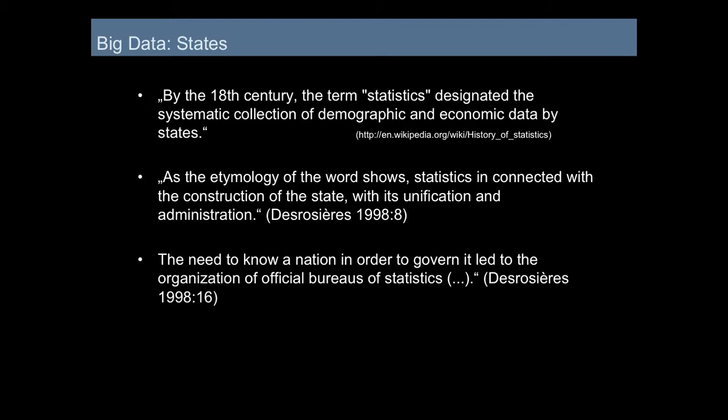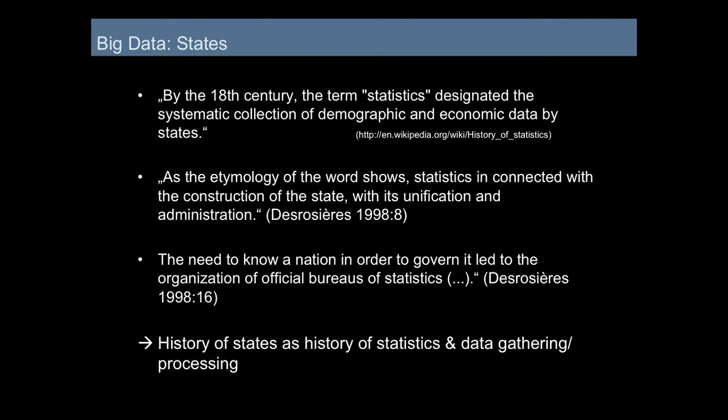So in this book, Desrosières is providing a history of the development of statistics in France, England, and Germany, showing what the differences but also the similarities were. And he's closely tying this development of statistics also to the emergence of nation states. What this really can show us is that you can read the history of states also as a history of statistics and data gathering and processing. And I think what this should also make us aware of is the linkages between knowledge and power.